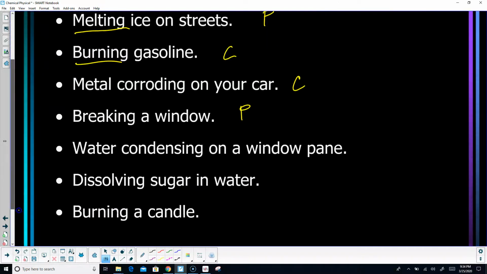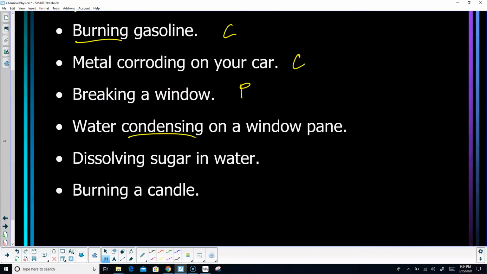Let's see, water condensing on a window pane. Once again, we have that term condensing. Condensing was one of those changes in state. Changes in state are all physical changes. Dissolving sugar in water. Dissolving is a weird one, okay?